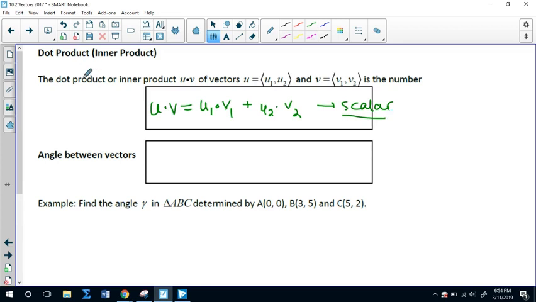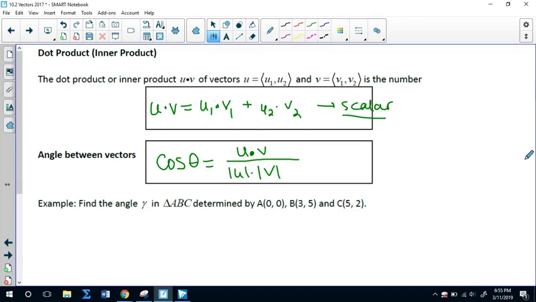Okay, we use this a lot to find the angle between two vectors. The angle between two vectors, which is theta in this formula, is equal to the dot product of the two vectors you're dealing with divided by the magnitude of each of the vectors, with the magnitudes multiplied together. So again, hopefully this formula looks familiar to you.